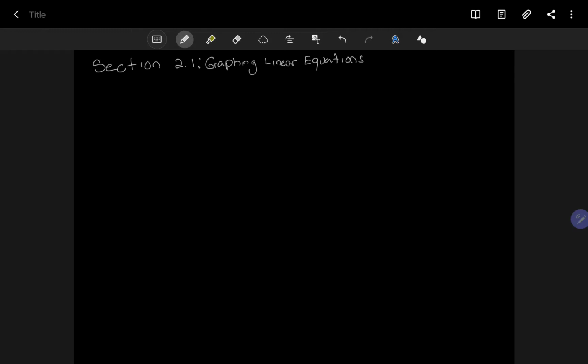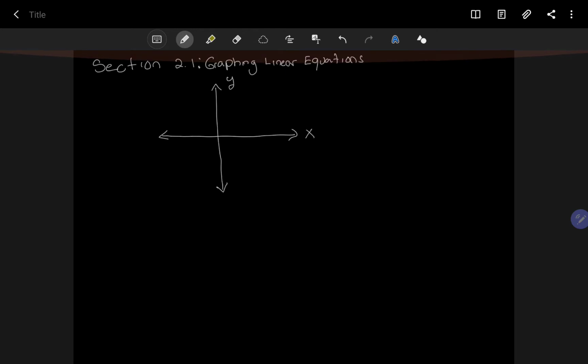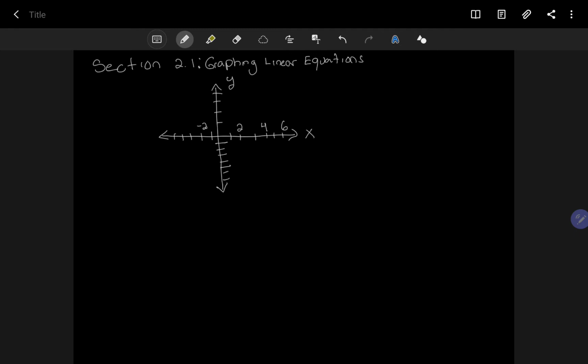So in section 2.1, we're going to be graphing linear equations. We're going to start by looking at what our actual graph looks like. In this case, we have our x and y lines going this way, this way, and this way. Going this way, you have to remember these are positive numbers. Going the other way, these are negative numbers.